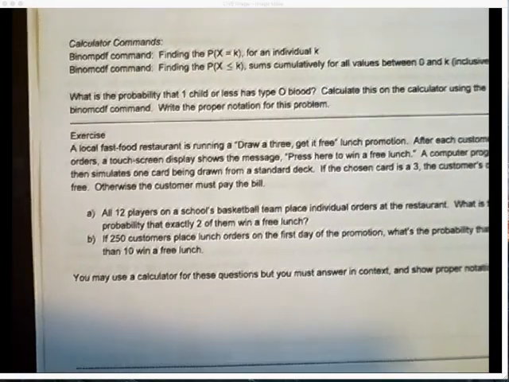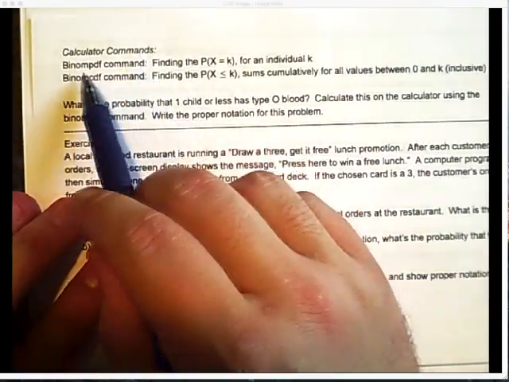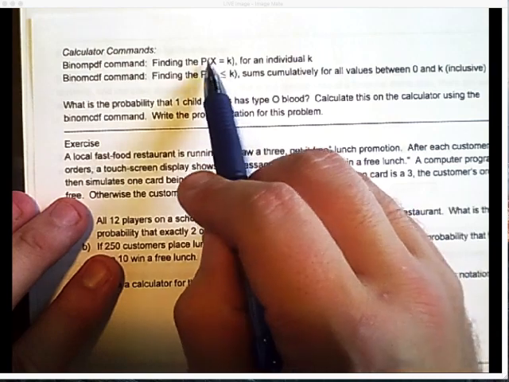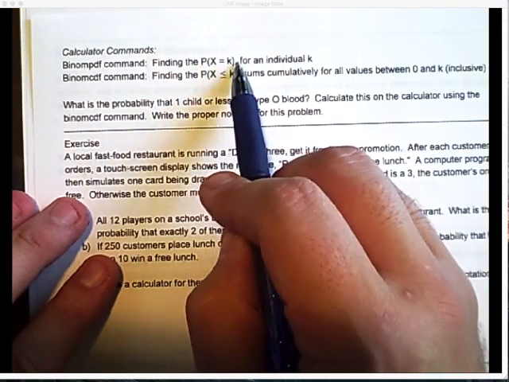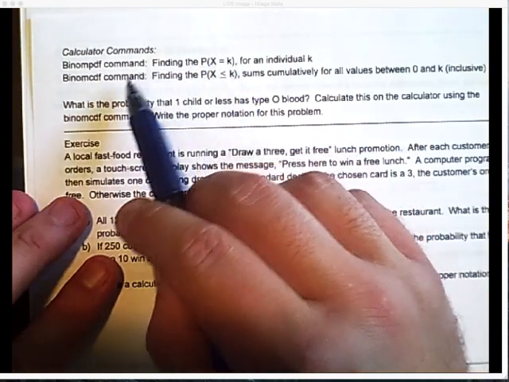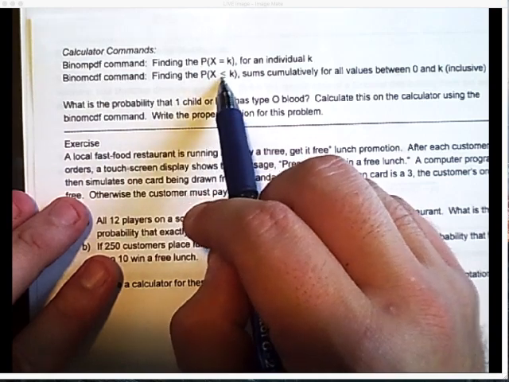So we talked about these already, but the calculator commands: binomPDF is finding a single probability of x equals k successes. binomCDF is x is less than or equal to k.